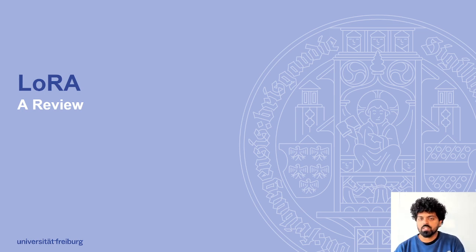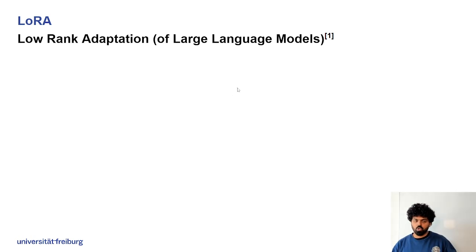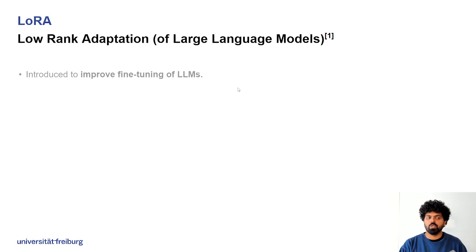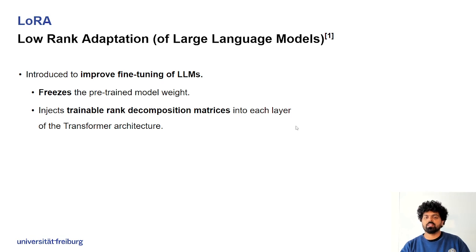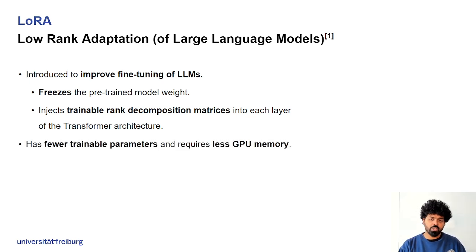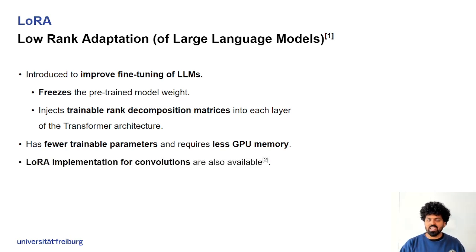Now, before we discuss the proposed method, let's briefly review LoRA, which is an important component of our method. LoRA, or Low-Rank Adaptation, was introduced to improve fine-tuning of large language models. First, it freezes the pre-trained model weights. Then it injects trainable rank decomposition matrices into each layer of the transformer architecture. They have fewer trainable parameters and require less GPU memory. These LoRA modules can be applied to convolutions and not just linear layers.